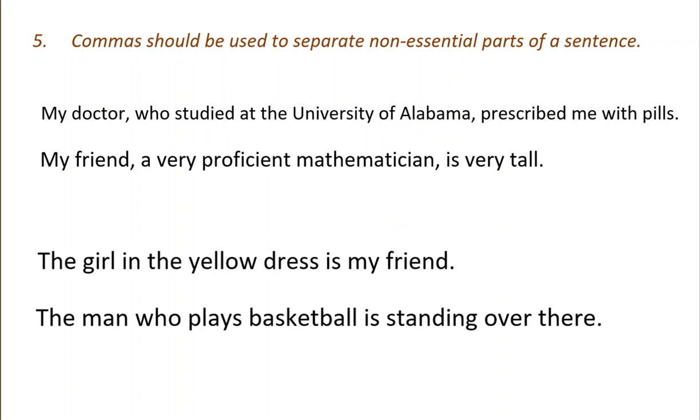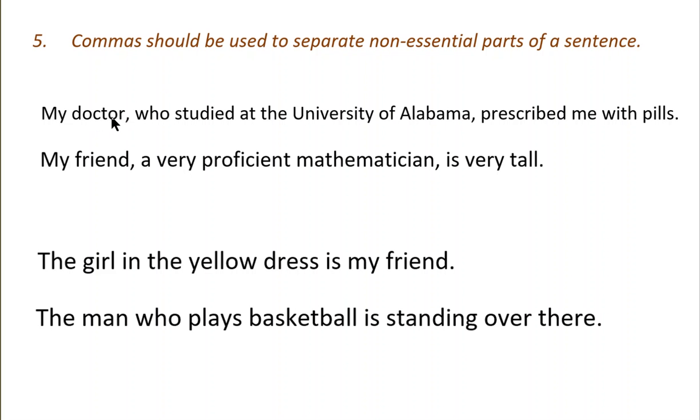The 5th rule is a bit more complex. It discusses how commas should be used to separate non-essential parts of a sentence. So, what is essential and what's non-essential is very subjective and up to the author. But most of the time you can tell when something is essential. So let's just look at this part right here.